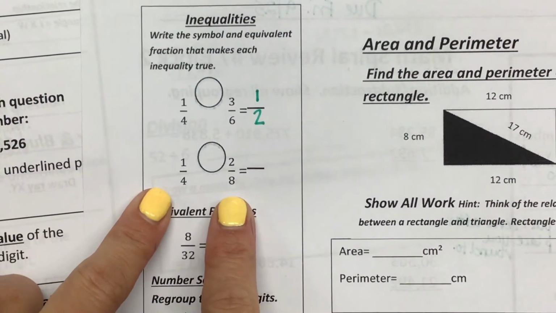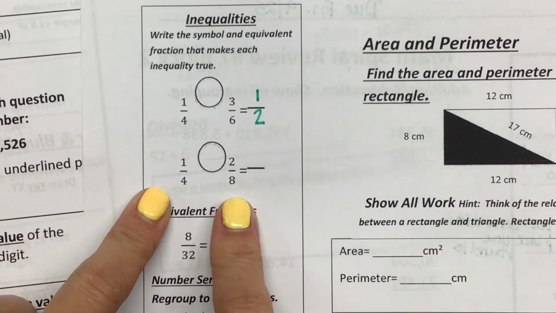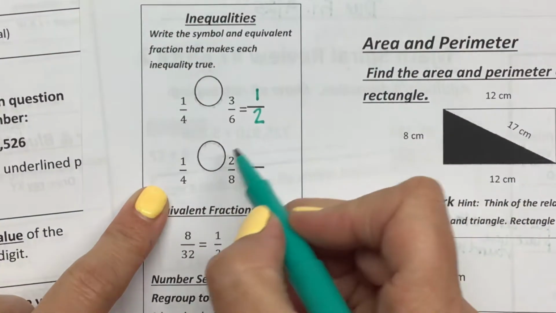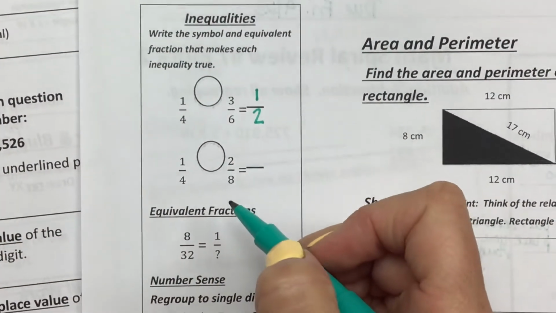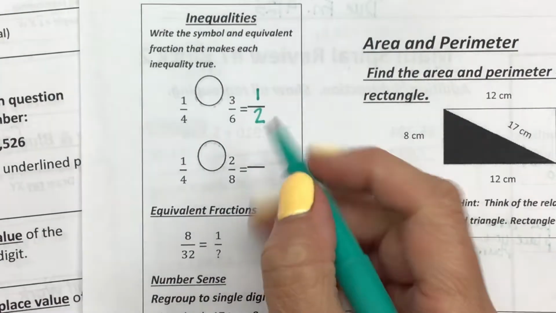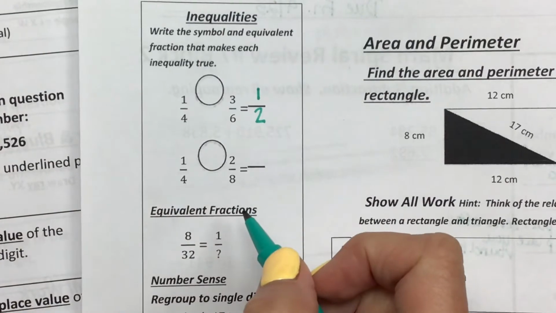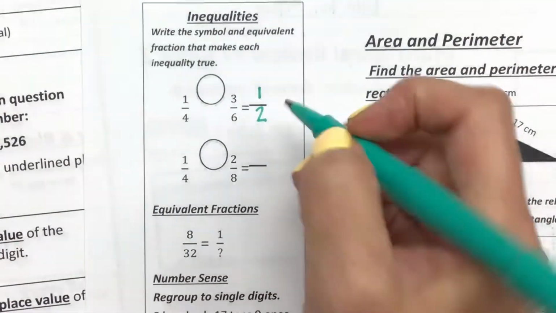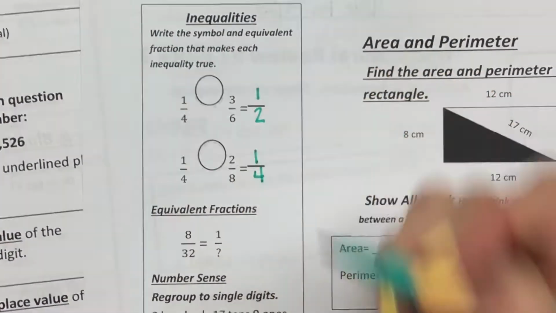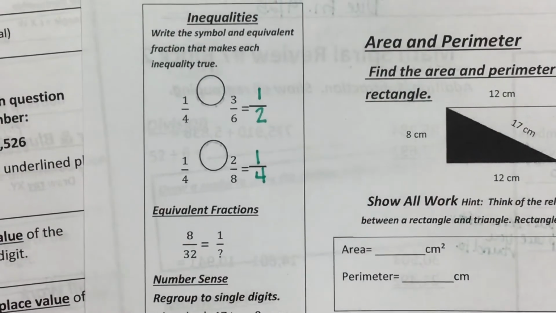2/8. What benchmark fraction is it equivalent to? Remember, I can multiply or divide the numerator and denominator. On this, you would have to divide. What benchmark fraction is 2/8 equal to, Riley? 1/4. Okay, and then those should be pretty easy.